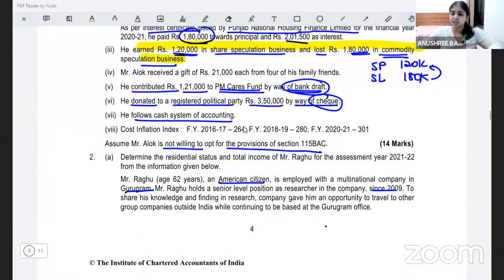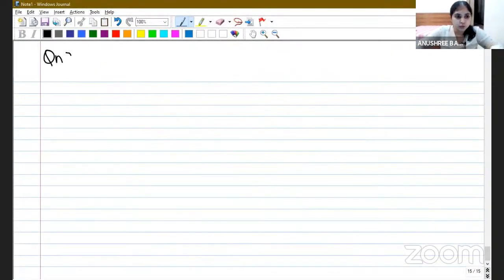What are they asking us to do? They're asking us to do 2 things. They're asking us to find his residential status, and they're also asking us to compute his total income. All right, 2 things, residential status and total income. Now, first, let us do the residential status discussion, and then we will go to the total income discussion. Okay, so we are working out question number 2.